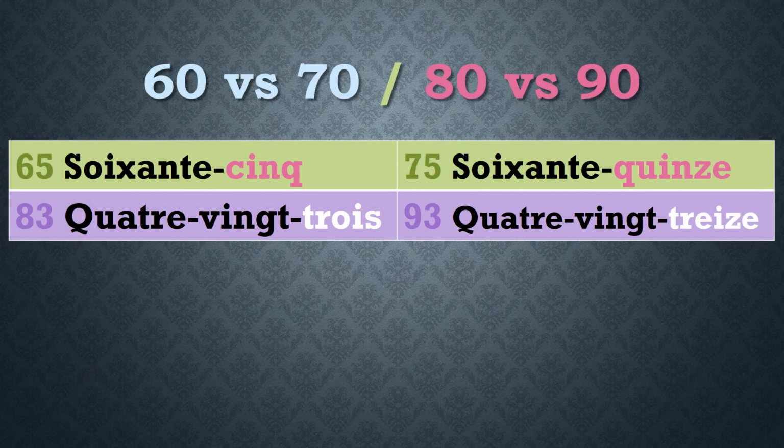Because 70 is based on 60 and 90 is based on 80, it can be easy to get numbers confused or use the wrong number. So if we compare 65 to 75, for example, in the first row, we have 65 versus 75. 83 is 83, whereas 93 is 93. So we just want to keep those differences in mind. The 70s and 90s are going to include the words 10 through 19.